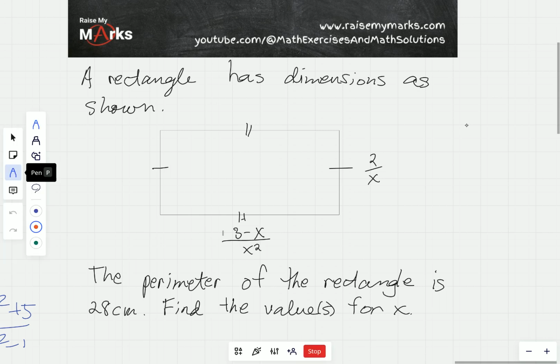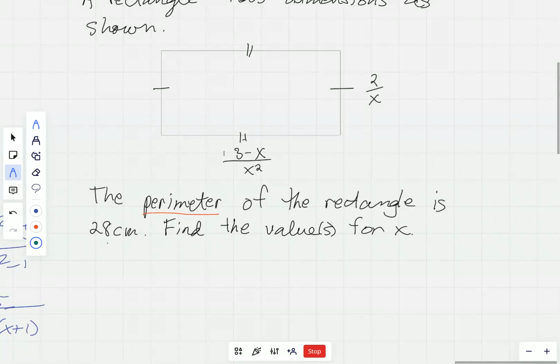All right, so perimeter. What's the perimeter? That's the first thing we need to figure out. The perimeter is the sum of the lengths of the sides. So we need to add up all the side lengths, and then that will equal 28. So that's our equation. We're going to start with an equation, and then we need to find the values of x that satisfy the equation.